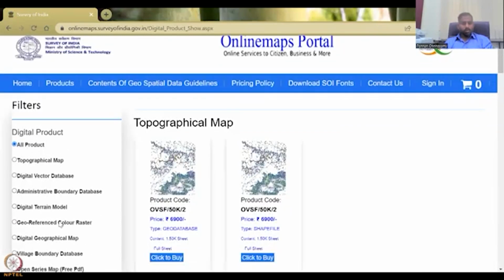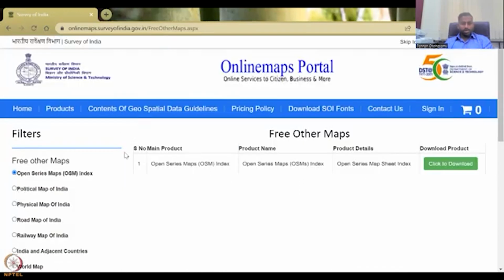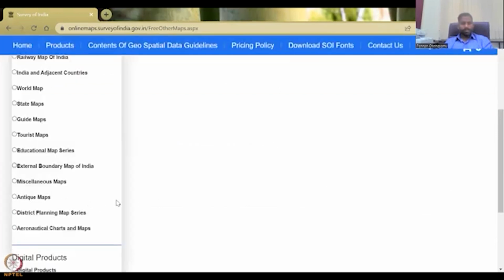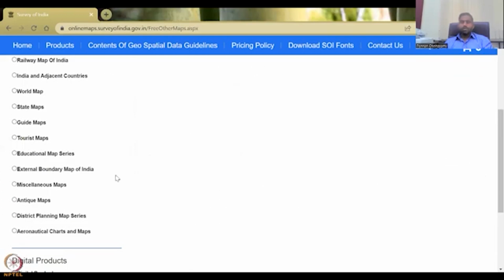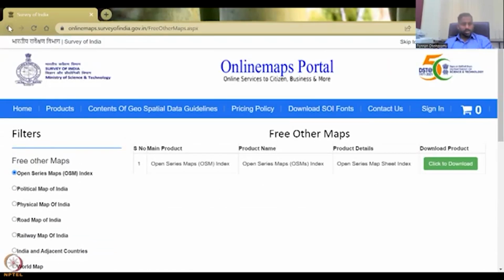Yeah. So open series maps and free other maps. You can click the free other maps, and then you see that Open Series Map OSM is there, which we'll be also using in this course. Okay. But if you look at the boundary maps, you can see that there are a lot of other boundary maps. Let me go through the maps.